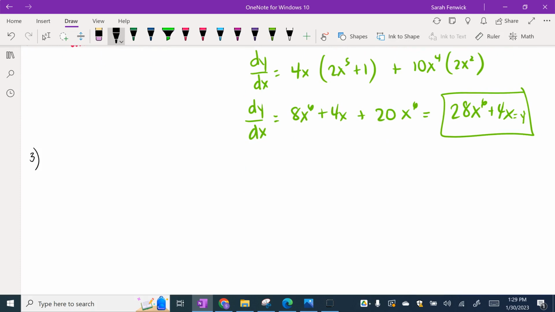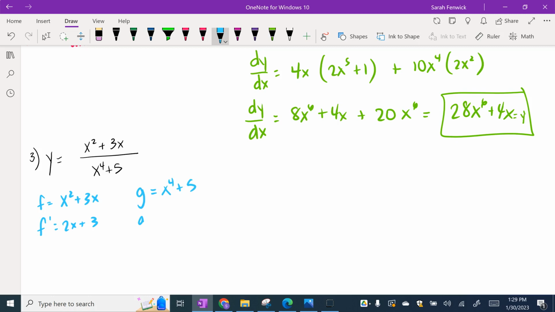Let's go with the quotient rule this time. So they gave us some pretty simple ones. Let's see what I can do with it. Y equals, let's do x squared plus 3x over x to the fourth plus 5. The top is always your f, x squared plus 3x. F prime is going to be 2x plus 3. The bottom is g, x to the fourth plus 5, and g prime is 4x to the third.